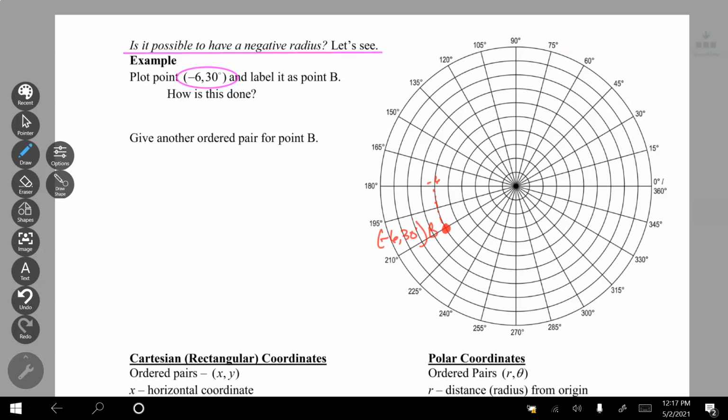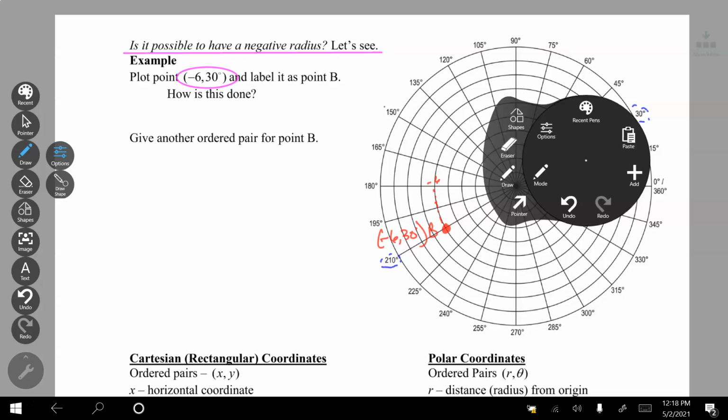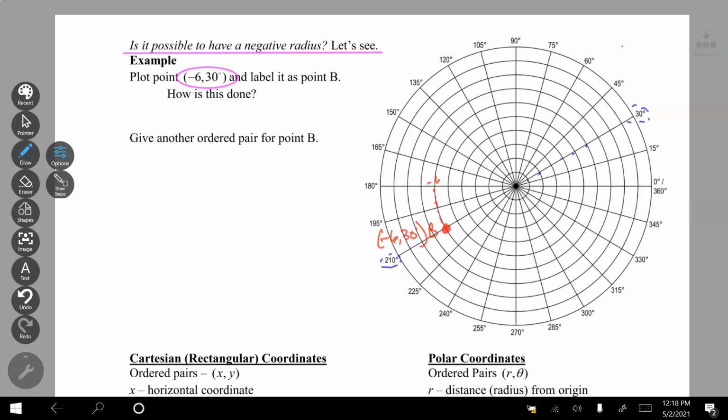Okay. Here's another way it could be done. Here's my 30-degree angle line, which is right here, across from it. The 210 to 30 degree is all the same line. So if I go 30 degrees, I go positive 1, 2, 3, 4, 5, 6. This is positive 6, so I would have to go backwards. So a negative radius means going backwards, so I would have to go backwards 1, 2, 3, 4, 5, 6, and I get the same spot as I had before.